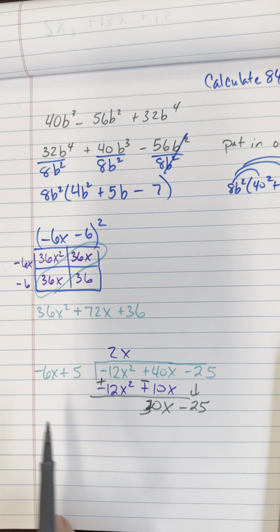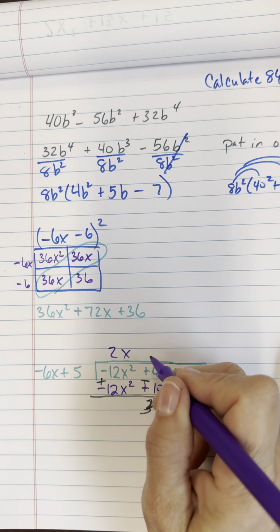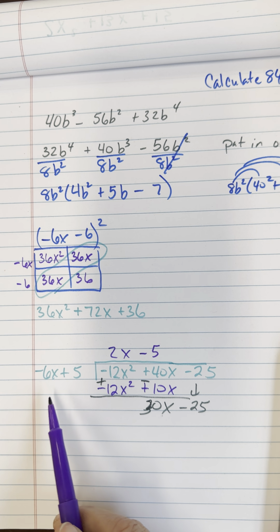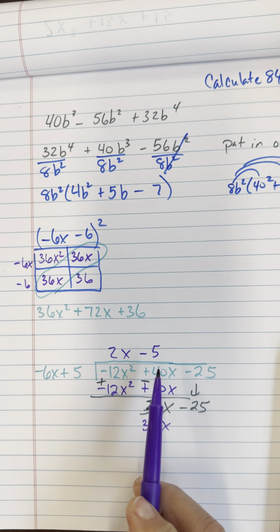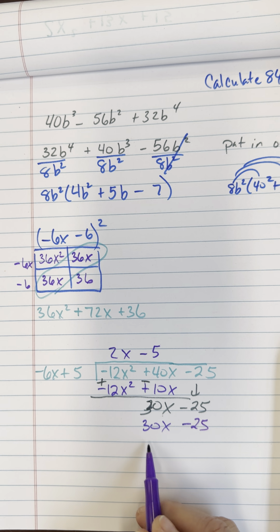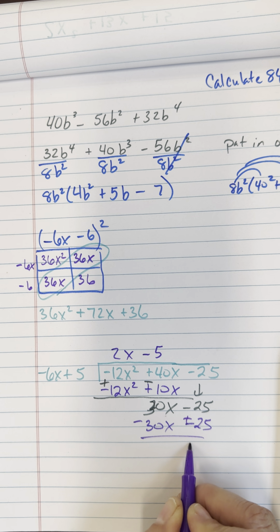Okay, and then you divide again. So 30x divided by negative 6x is negative 5. So negative 5 times negative 6 is positive 30x. Negative 5 times 5 is negative 25. And again, when you change the signs, you're going to end up with 0.